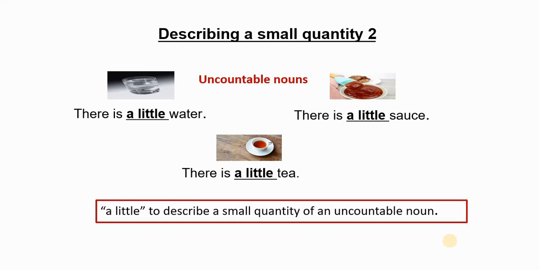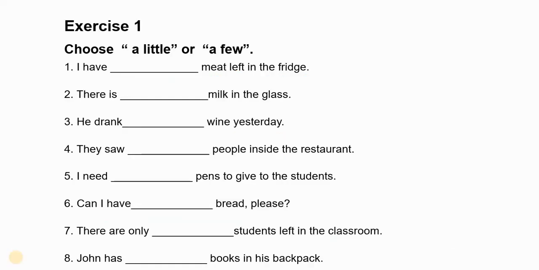Alright? So let's do an exercise. Proceed to our exercise number 1. Choose a little or a few to fill in the space for the sentence to complete. Number 1. I have blank meat left in the fridge. There is blank milk in the glass. He drank blank wine yesterday.